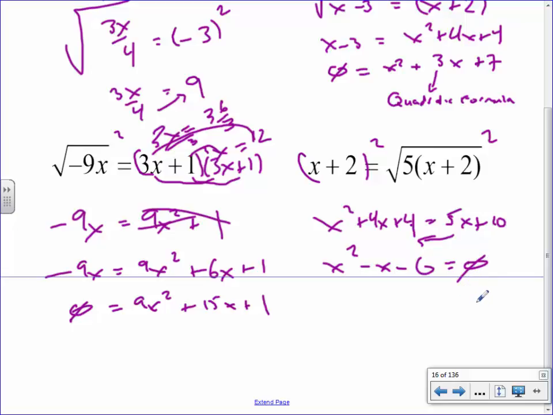This one I'll actually take the time to solve, just because I can do it pretty quickly. This one factors. What does it factor to? What'd you say? x plus 2 and x minus 3. Okay, so it looks like you should get an answer of 3 and of minus 2 then.